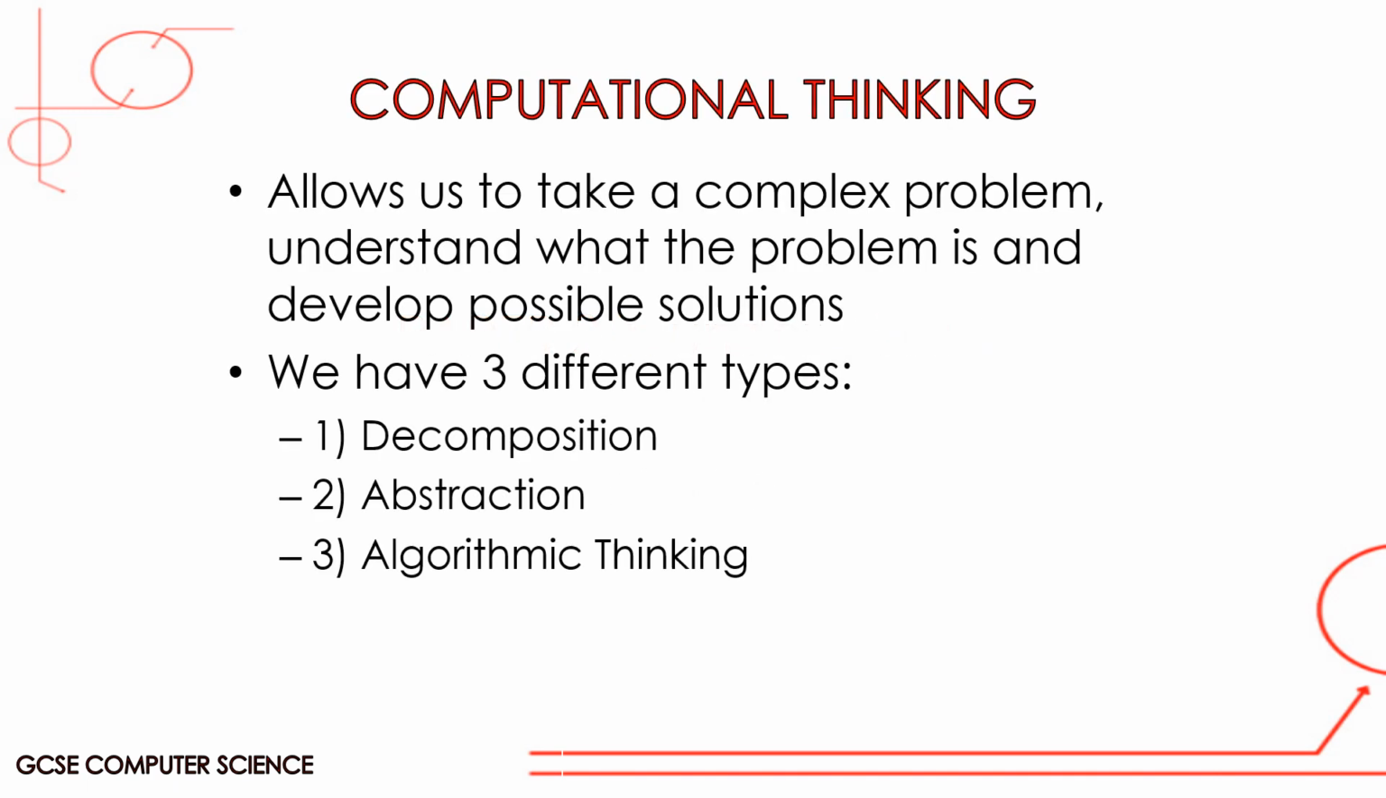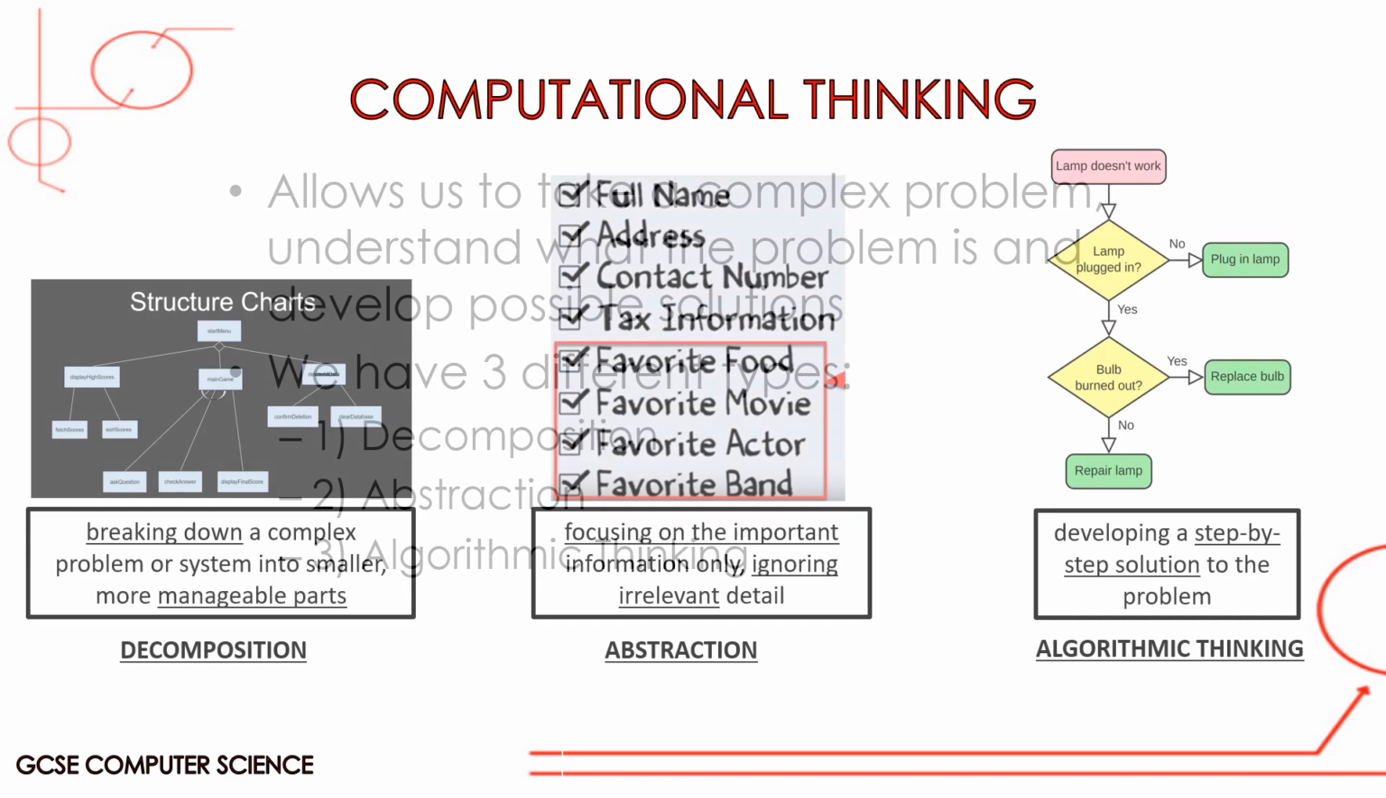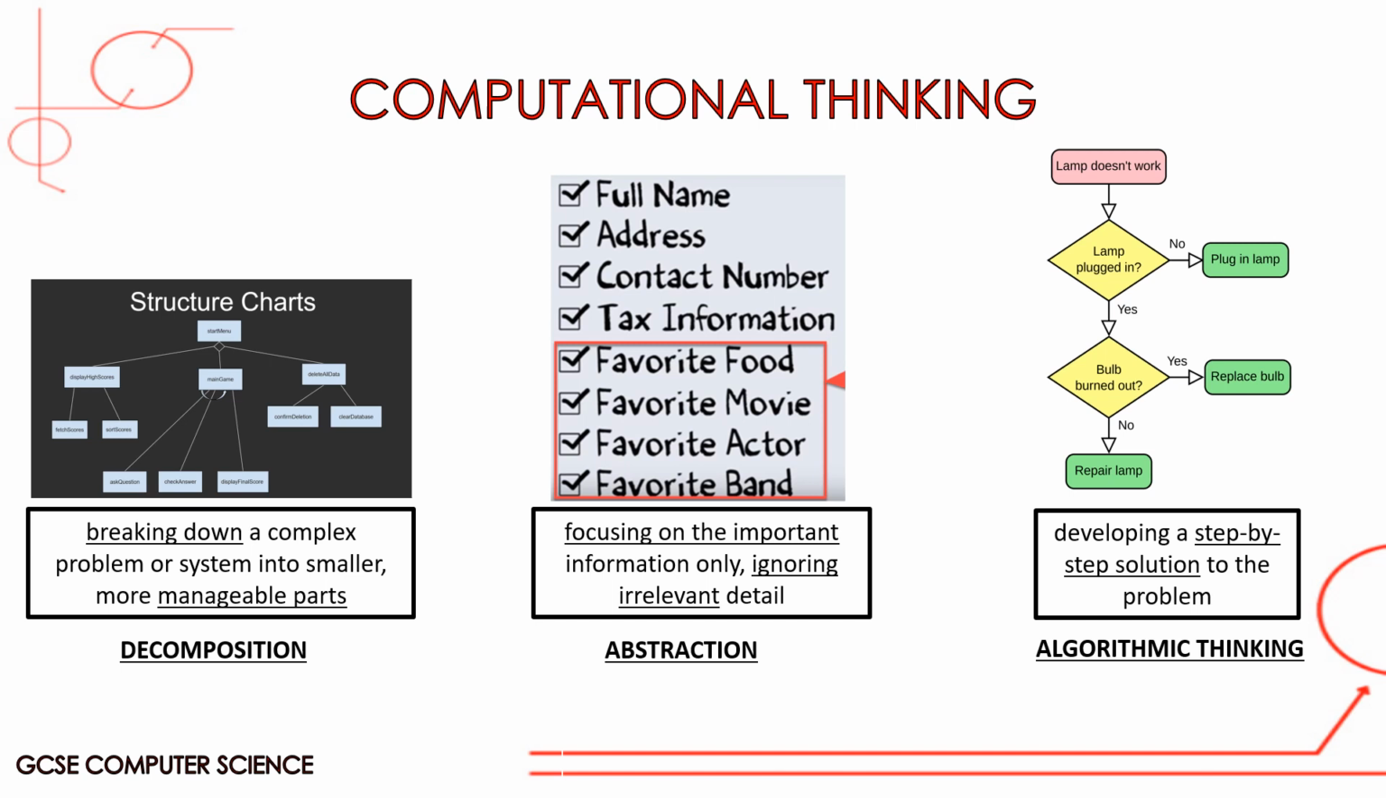The first topic is computational thinking. This allows us to take a complex problem, understand what the problem is, and develop possible solutions. There are 3 different types that you need to know: decomposition, abstraction, and algorithmic thinking. So there's 3 methods.